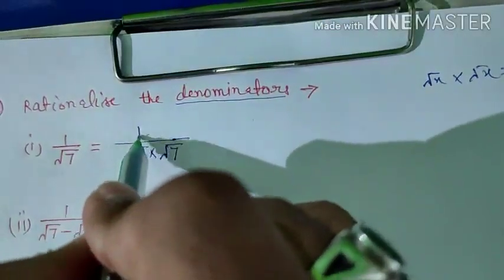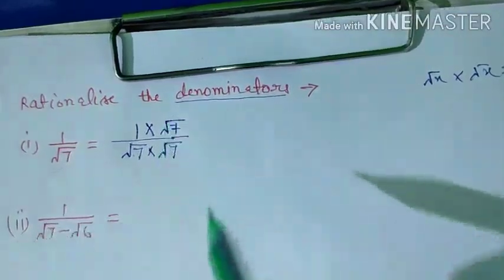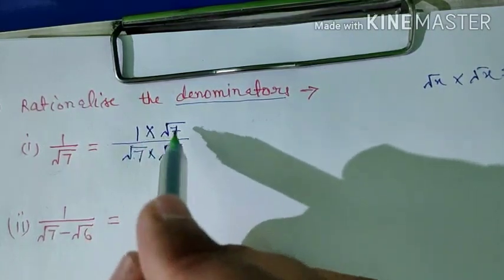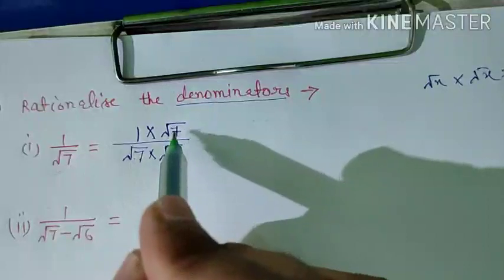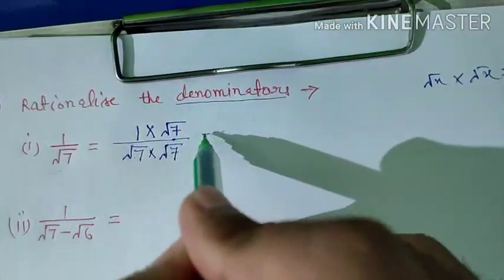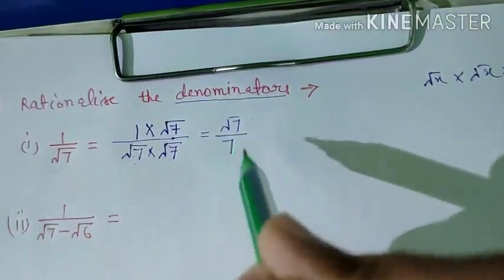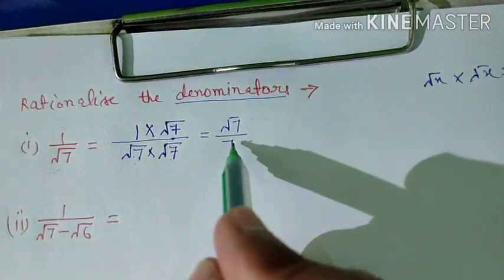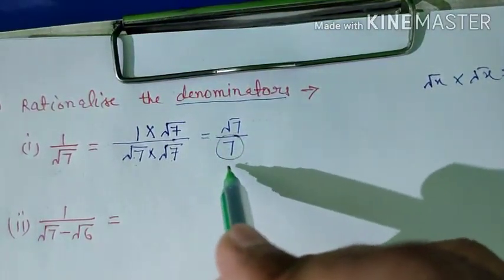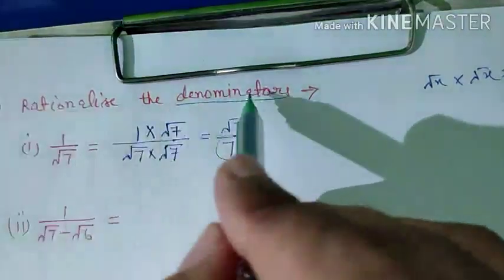But in maths we cannot write root 7 in the denominator only, we have to multiply in the numerator also. So root 7 upon root 7 we multiplied actually. So 1 into root 7 will give you root 7, and root 7 into root 7 is 7. So this way we have got the answer. This is the required answer. Now here you can see that the denominator is a rational number. So we have done the rationalization of the denominator.